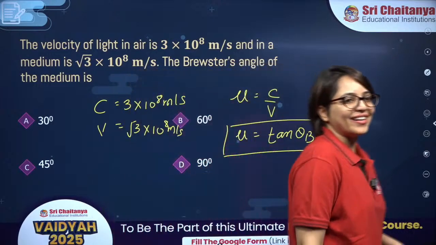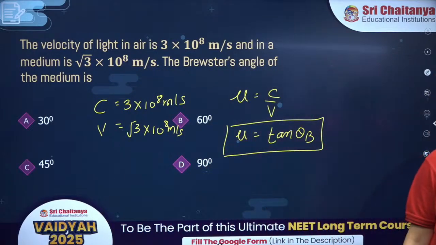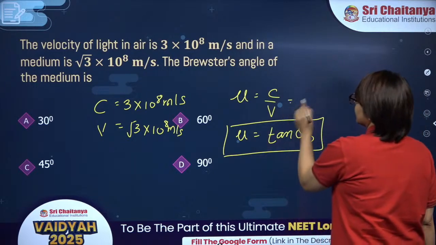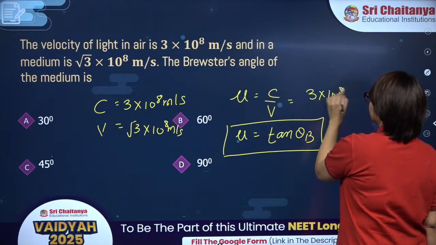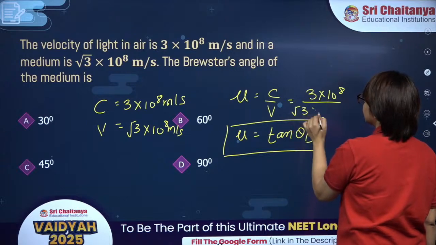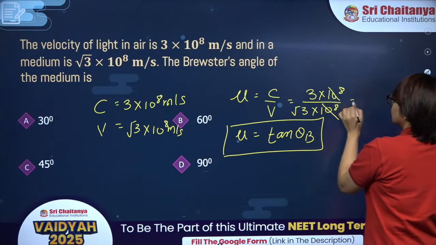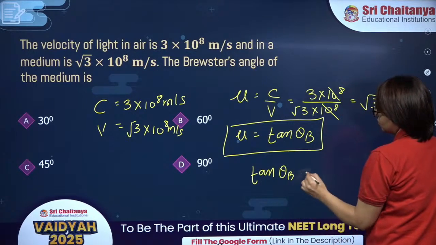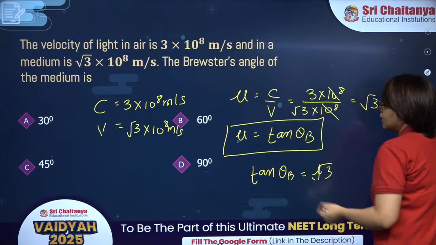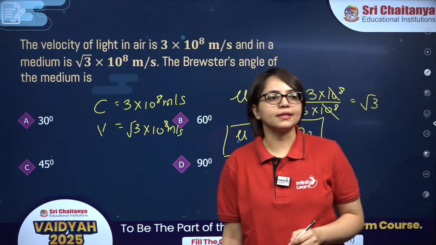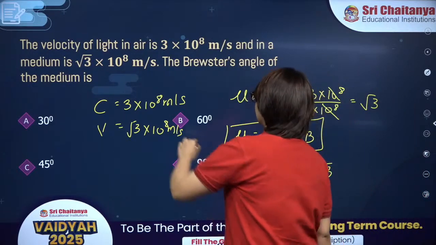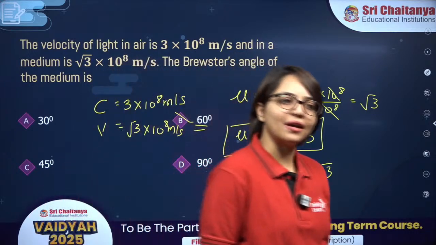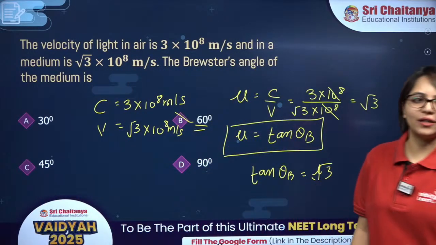Yeah, well done. Option D, option C, okay, I'm getting different answers over here. Mu is nothing but c by v, so it is 3 into 10 to the power 8 divided by root 3 times 10 to the power 8. So it will be root 3. Now tan theta B should be root 3 over here. Tan is equal to root 3 when the angle is 60 degrees, right? So the correct answer is option B. Well done, kids. Tan is 60 degrees. Yes, well done.